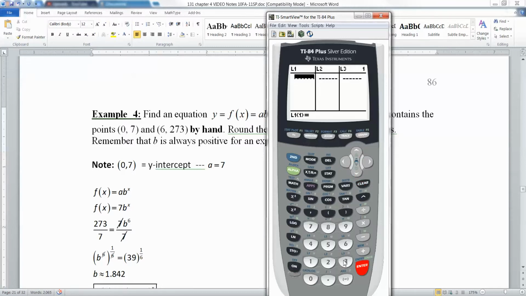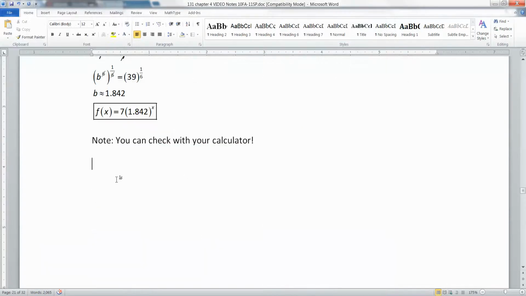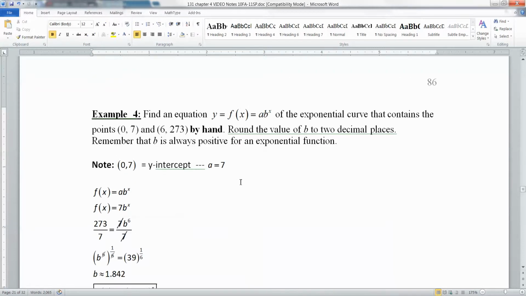Okay. What I'm going to do is put my x's in L1, so 0, enter, and 6, enter. And then my y's are 7, enter, and 263, enter. I'm going to take a picture of that and put it right in here. And of course, you following along should make a note: L1 should be 0 and 6. L2 should be 7 and 263.